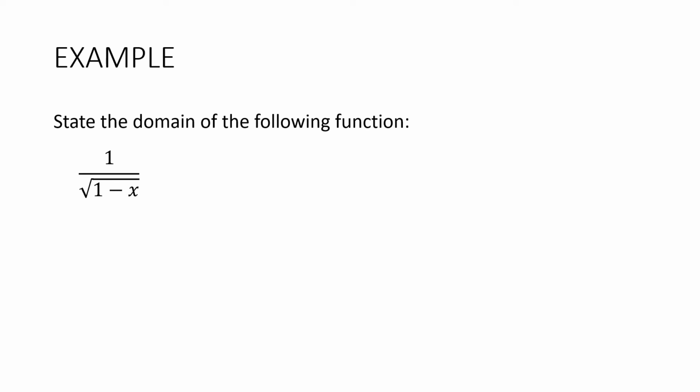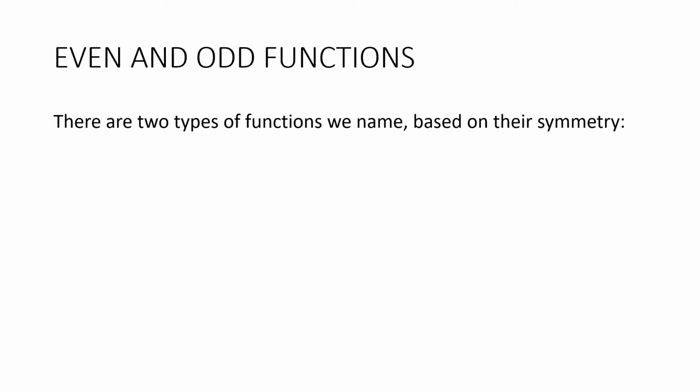Let's try one more. State the domain of the following function, 1 divided by the square root of 1 minus x. So we have a denominator, which can't be equal to 0, and we have a square root. So 1 minus x must be positive. It must be greater than 0. Solving this, let's bring the x over the other side. 1 is greater than x, so the domain is x is less than 1. All right, let's move on.